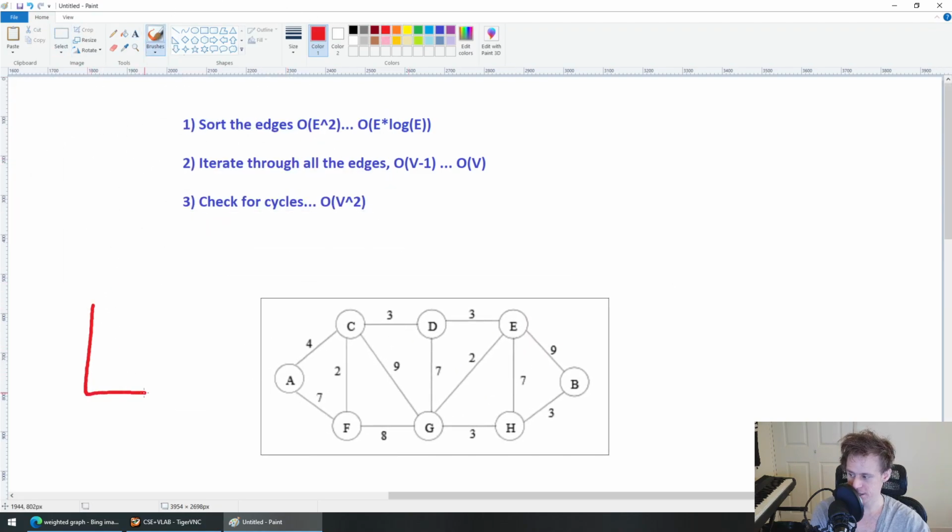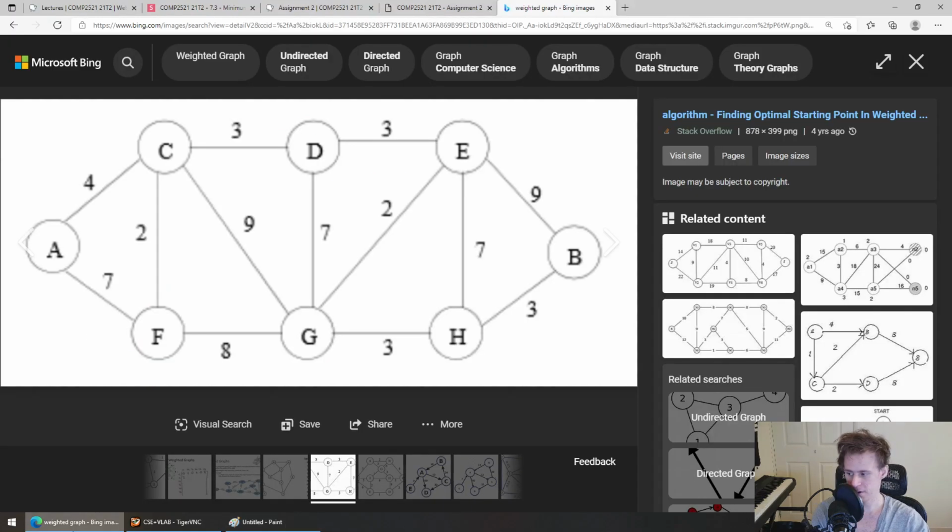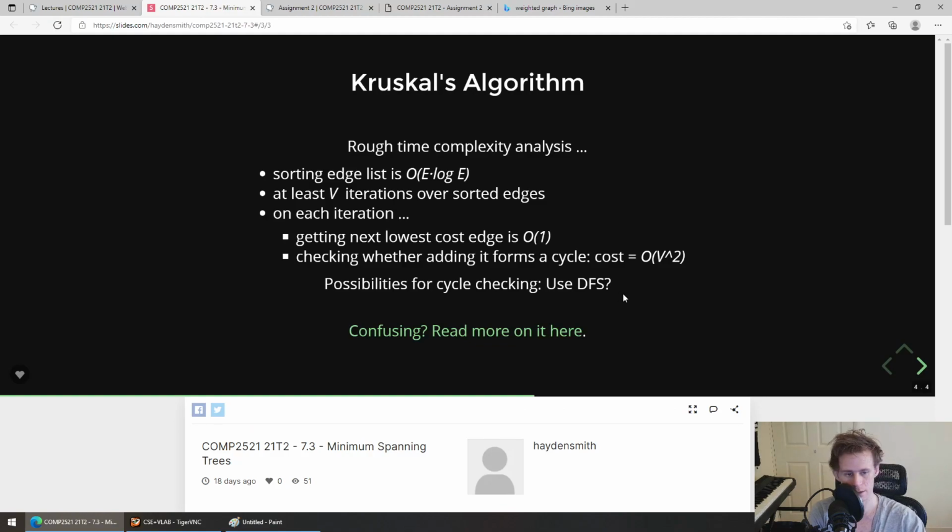all I have to do is keep track of a visited set. And I start here, so I add A to my visited set. I go here, I add C to my visited set. I go here, I add F to my visited set. I go here, and suddenly I'm back at something I've already visited, right? So you can adapt a DFS to work really quickly for something like this. There are faster ways, no doubt. Off the top of my head, I'm not sure.